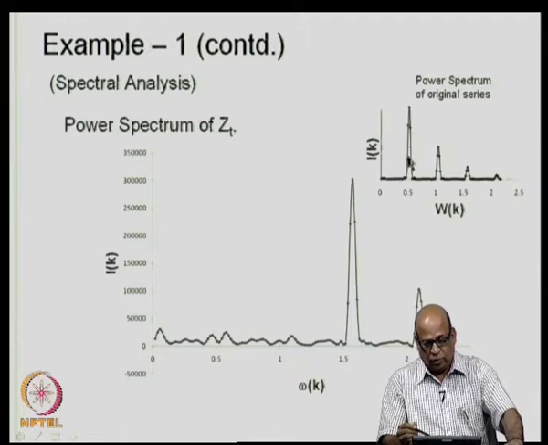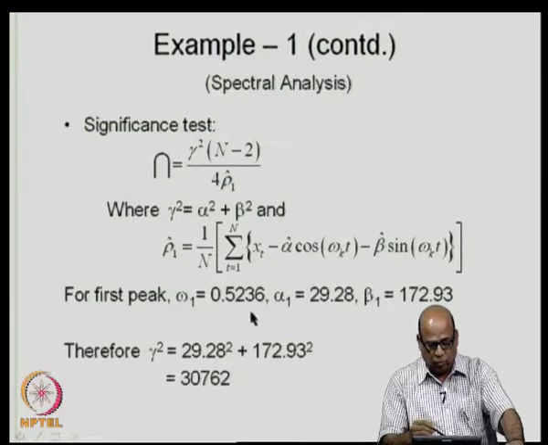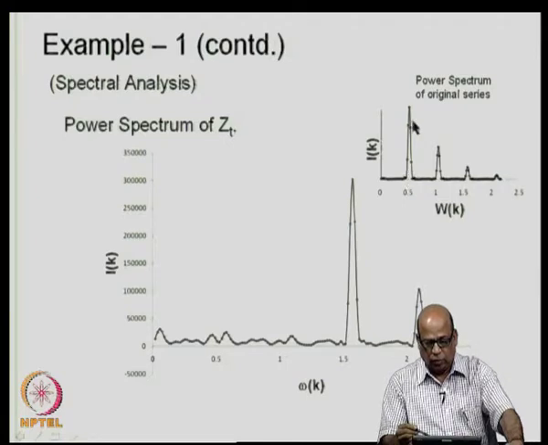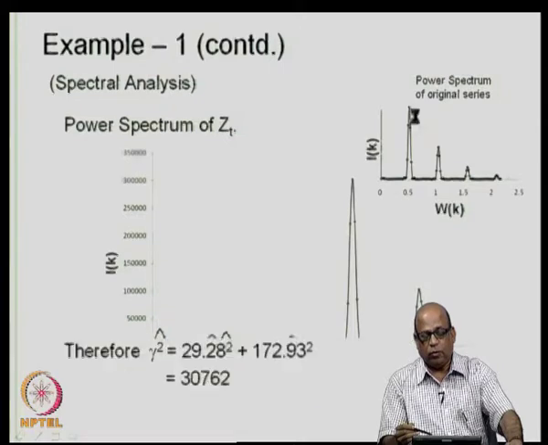In the original series, when we plotted the power spectrum, you had a peak corresponding to an omega value of 0.5236. We have seen that for the monthly data, this corresponds to a periodicity of 12 months, simply 2 pi by omega p. Now, we will examine whether this is statistically significant or not. To do that, what do we do?